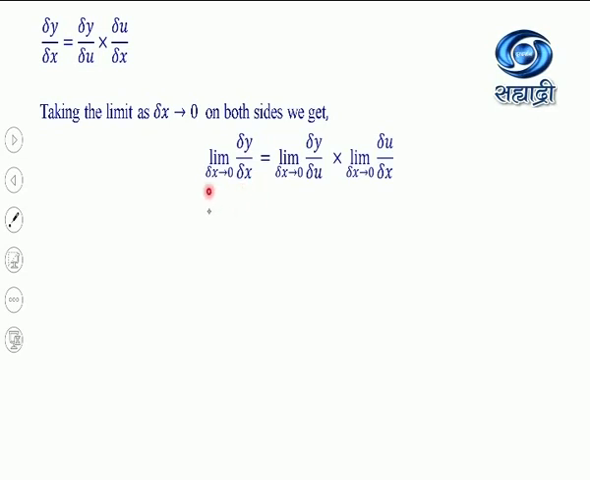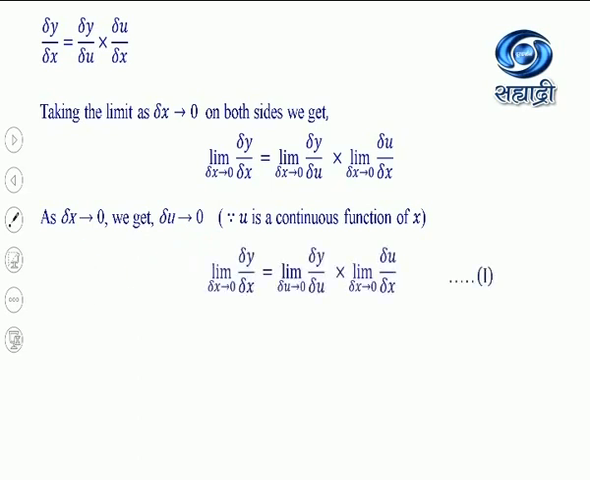The limit of the left hand side as delta x tends to 0 equals the limit of the right hand side as delta x tends to 0. The limit of the right hand side means limit of the first function into limit of the second function. Now our next step: as delta x tends to 0, we write delta u tends to 0 because u is a continuous function of x. So delta u also tends to 0 as delta x tends to 0.